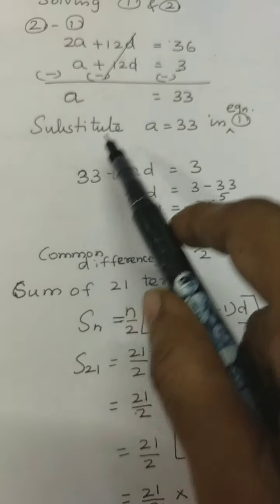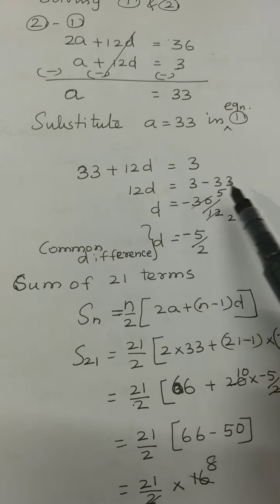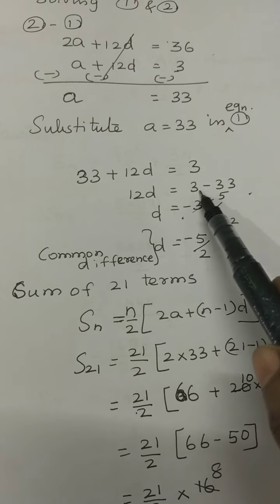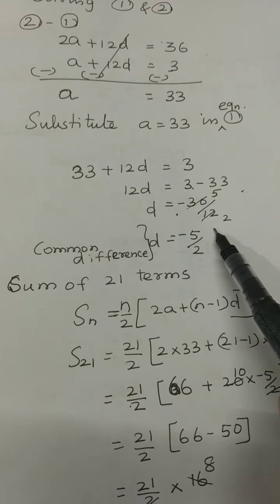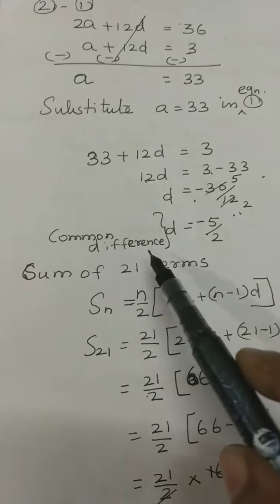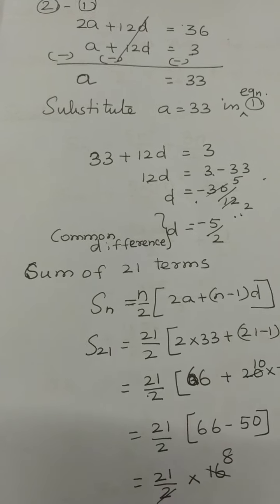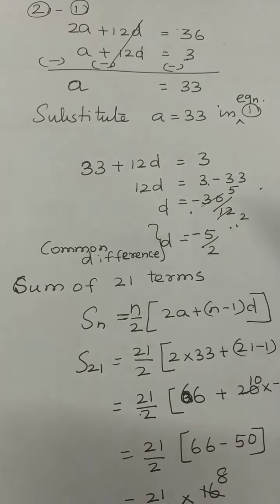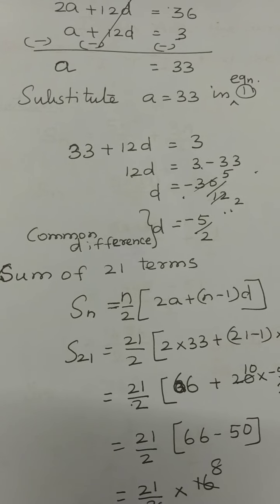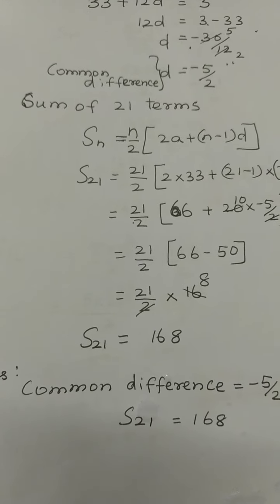12d is equal to, you bring this 33 to this side, then minus 33. d is equal to minus 30 by 12. Okay, the common difference d is equal to, you have to cancel by the 6 table. 6 5s are 30, 6 2s are 12. So the common difference is minus 5 by 2.